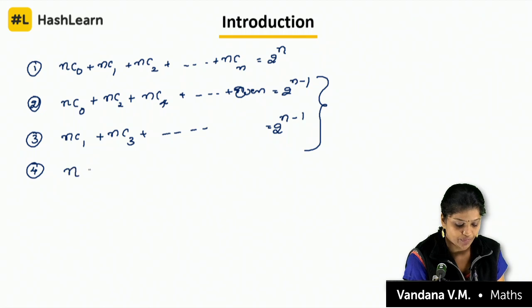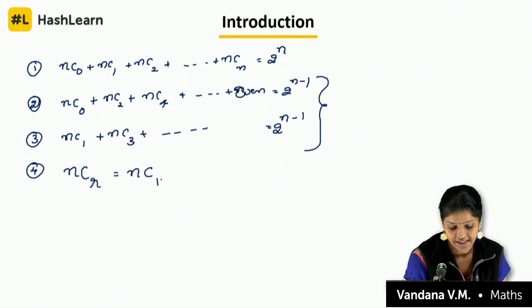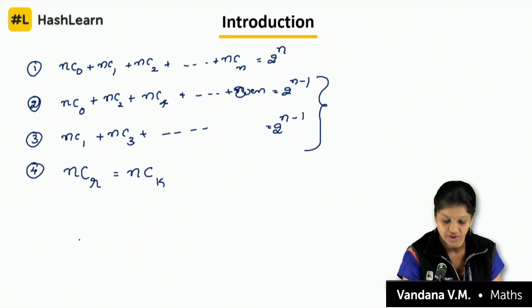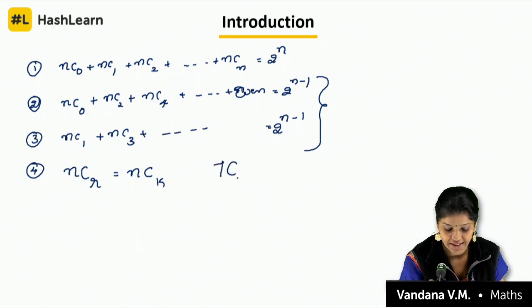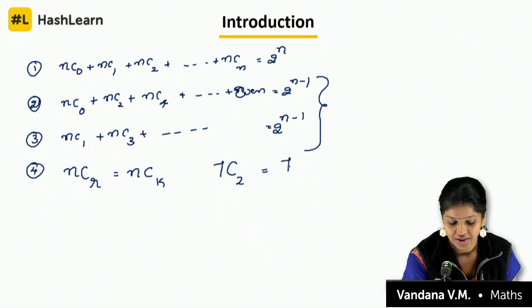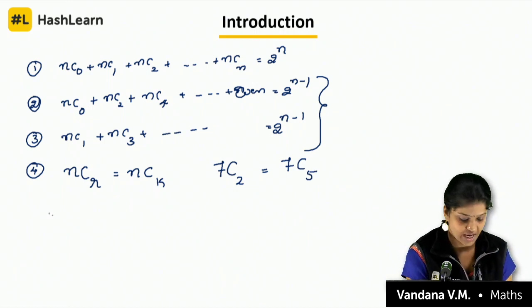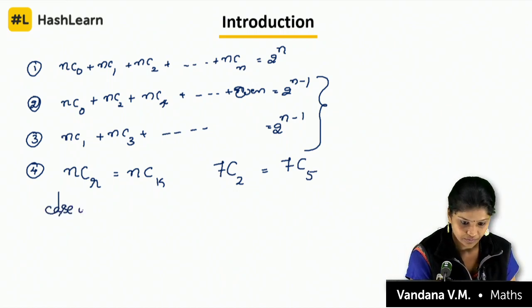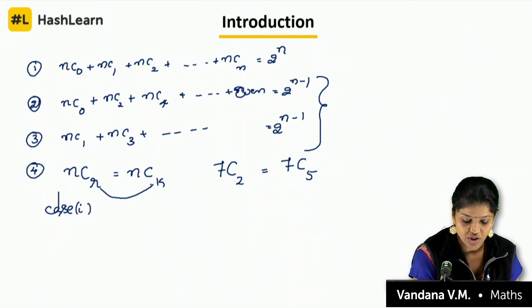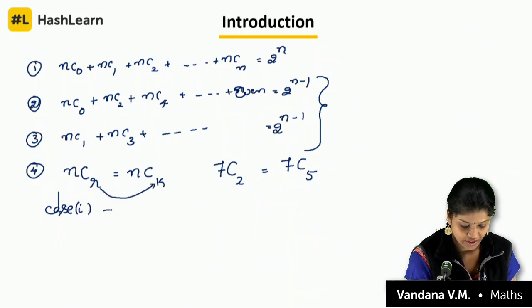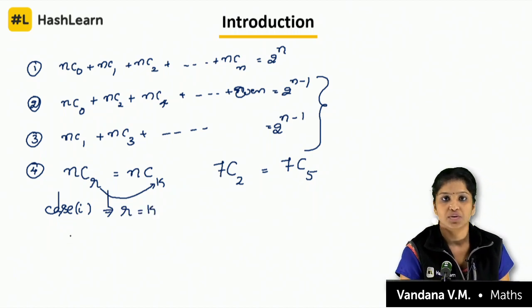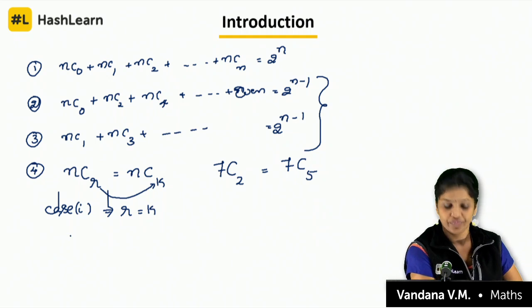Next one I told you, when NCR is equal to NCK. Suppose 7C2 is equal to 7C5. Here I will get two cases. Case 1: R must be equal to K. Everyone knew these two must be equal. So R must be equal to K.